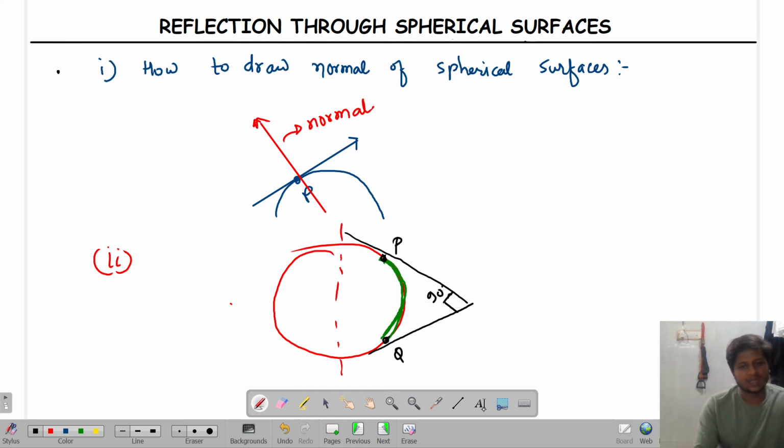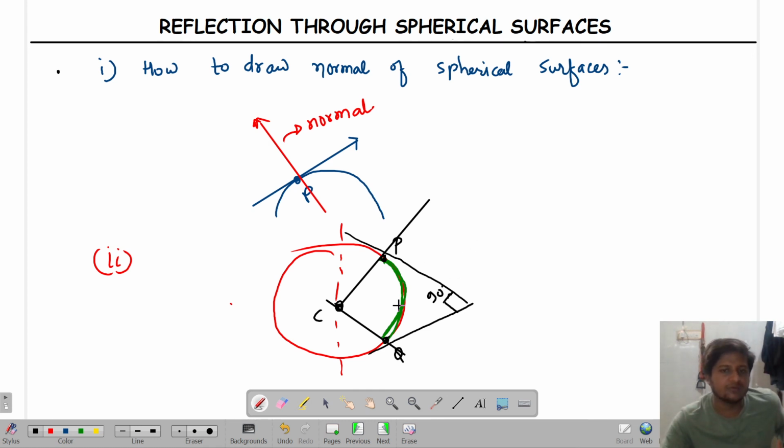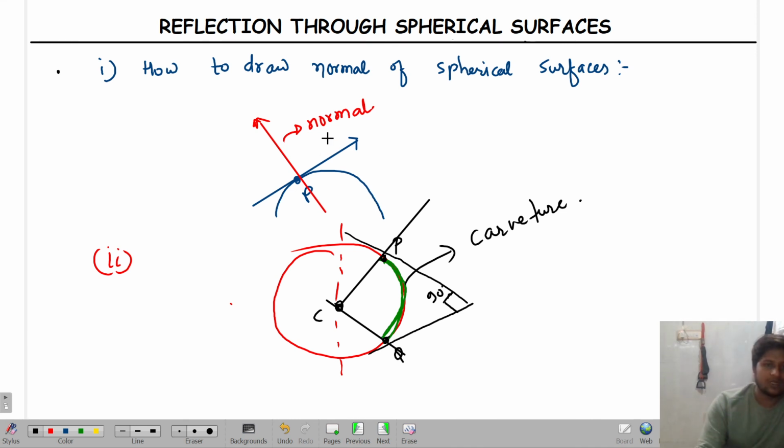First important point. Second point, the normals of these two tangents at points P and Q should definitely meet at the center. Then only will this be a perfect spherical surface. The length occupied between these tangents, such that their normals pass through the center of curvature or center of the sphere, is called curvature. So what are curvature and normal? Normal: take the point, draw the tangent, draw the perpendicular. It is the normal. What is called curvature?